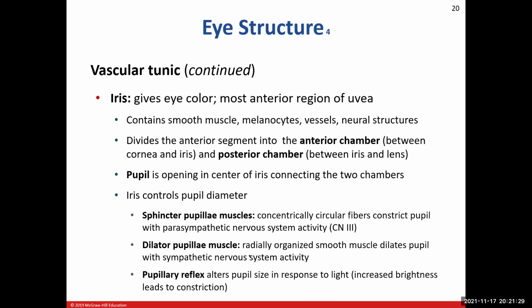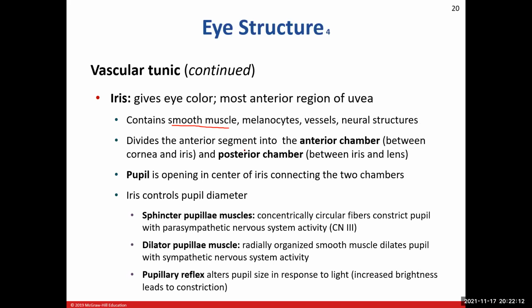It contains the smooth muscle, which we'll talk about in a moment when we talk about the pupil diameter. It also contains melanocytes, more vessels, and that includes our blood vessels and our lymphatic vessels. And then we're going to see some of our neural structures here, which we'll talk about. So the iris is important because this is the structure that we use to divide our eye into the two chambers of our anterior cavity. So we have that anterior chamber and the posterior chamber. All of this is part of the anterior cavity.